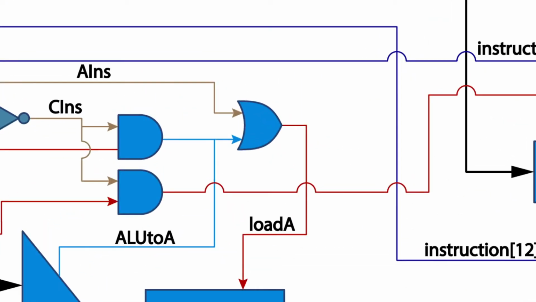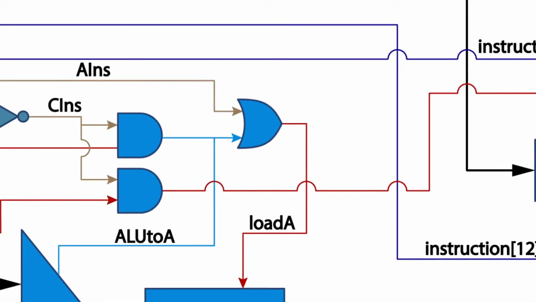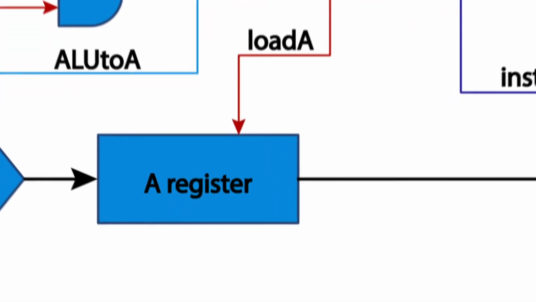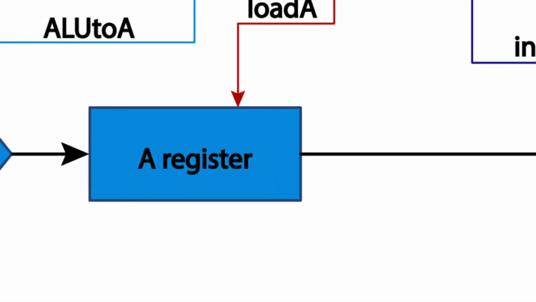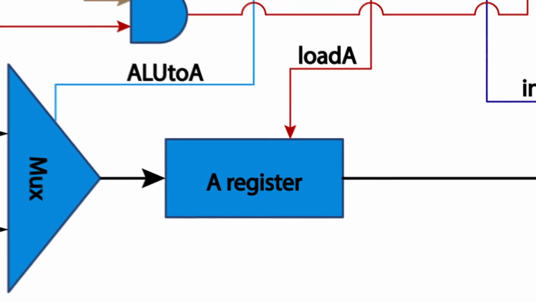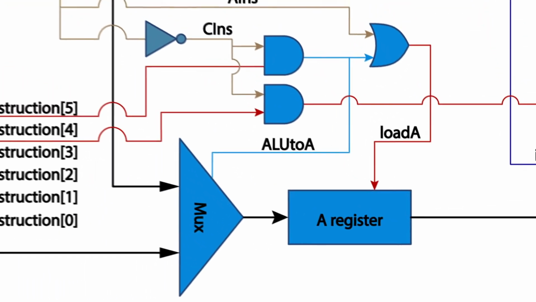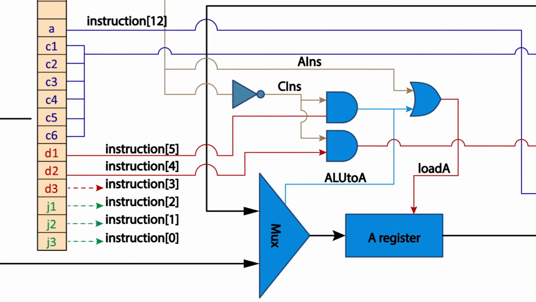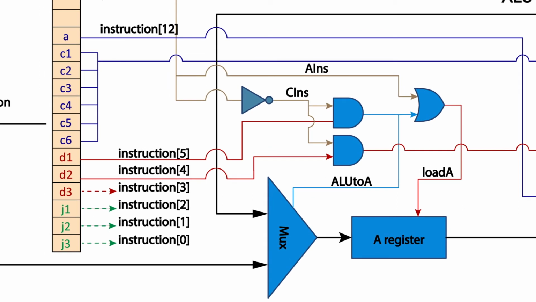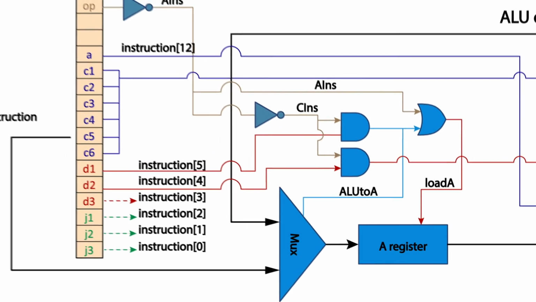It takes A instruction and ALU to A as inputs. If either input is 1, it sends a load to the A register via load A. This means the A register will accept an input and replace its current value. The A register takes A reg in from the previous MUX16 as an input, and the previous load A as a load. It outputs a 16-bit output to A out.